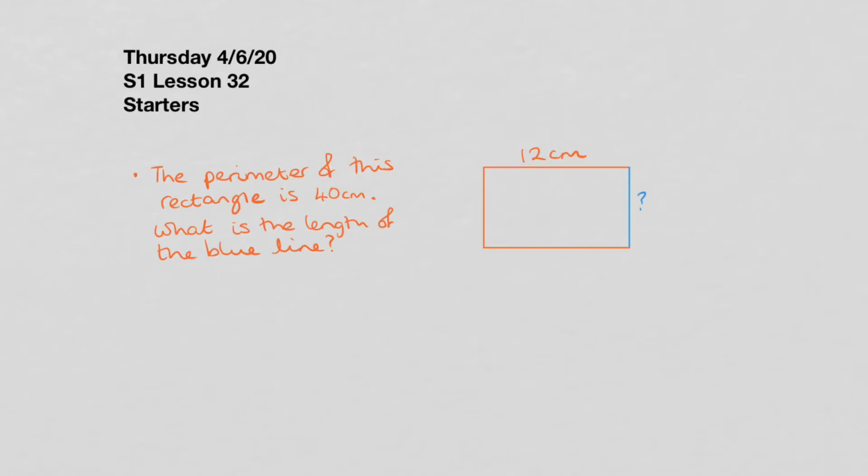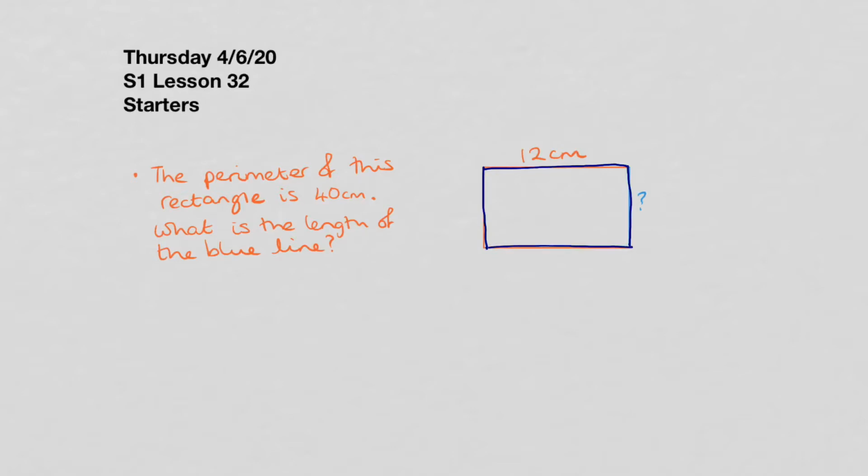We've just got one starter today because we've got quite a lot to get through. So we've just got one question. The perimeter of this rectangle is 40 centimetres. What is the length of the blue line? So we can see the blue line at the right hand side there, and we know that the distance all the way around this rectangle is 40 centimetres.